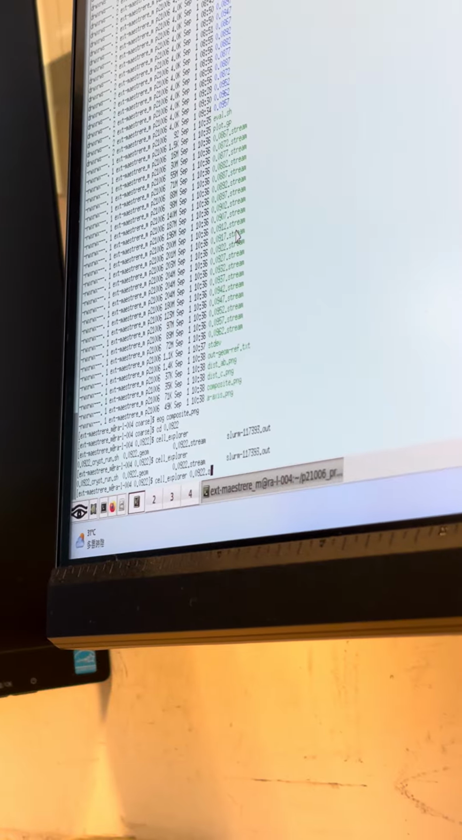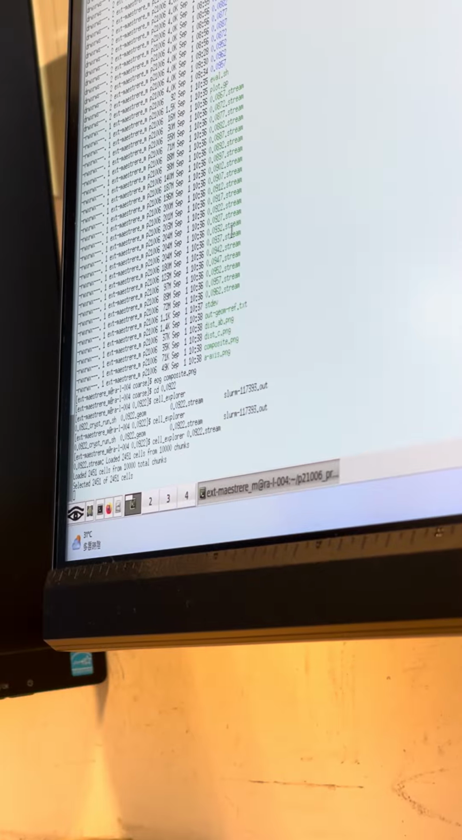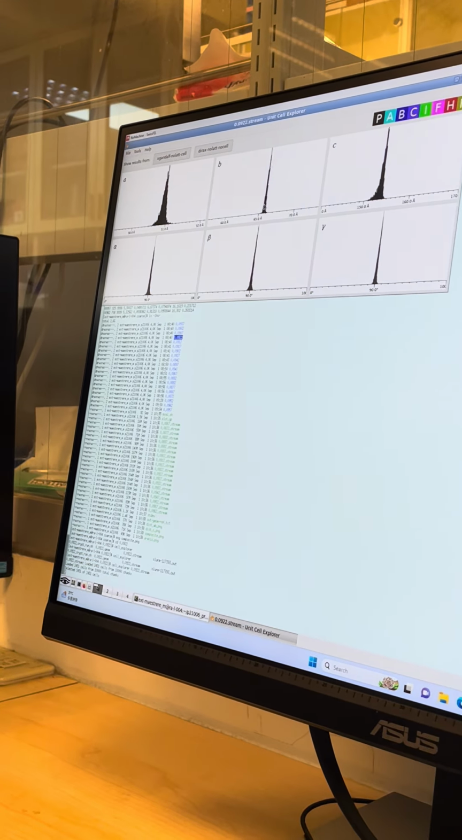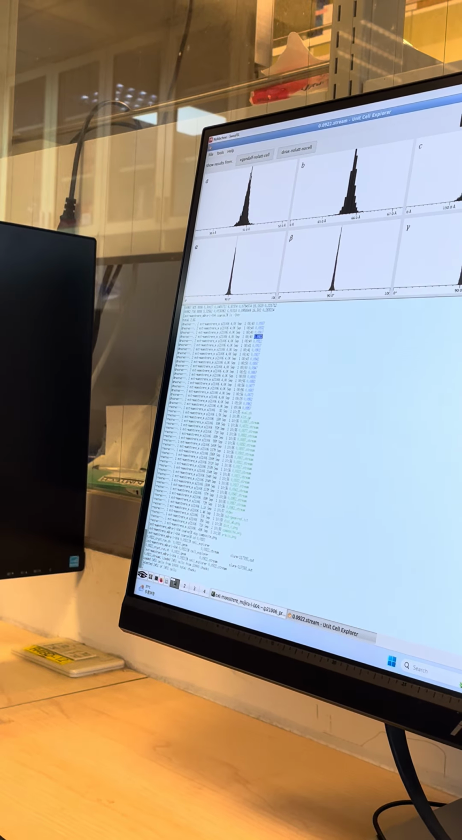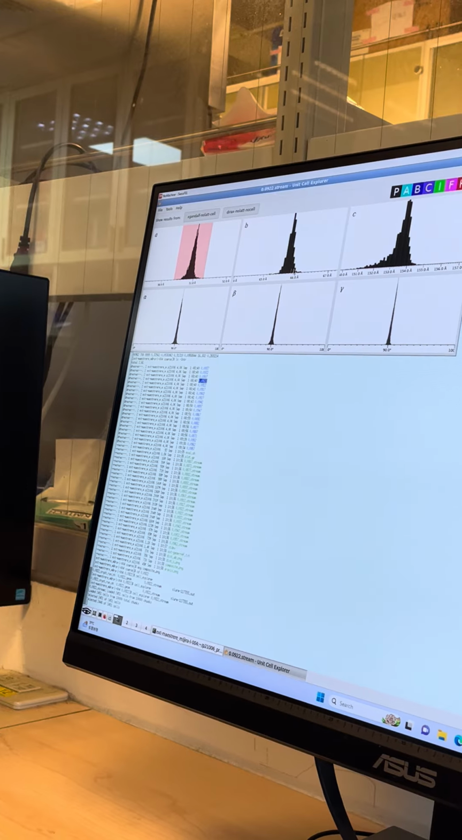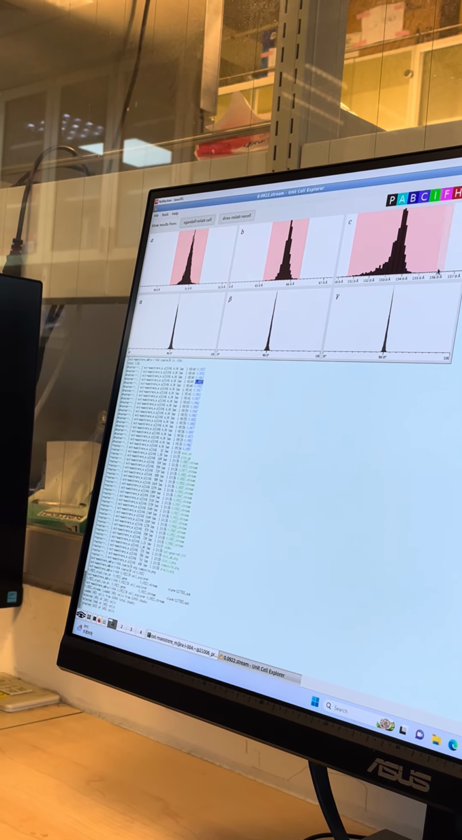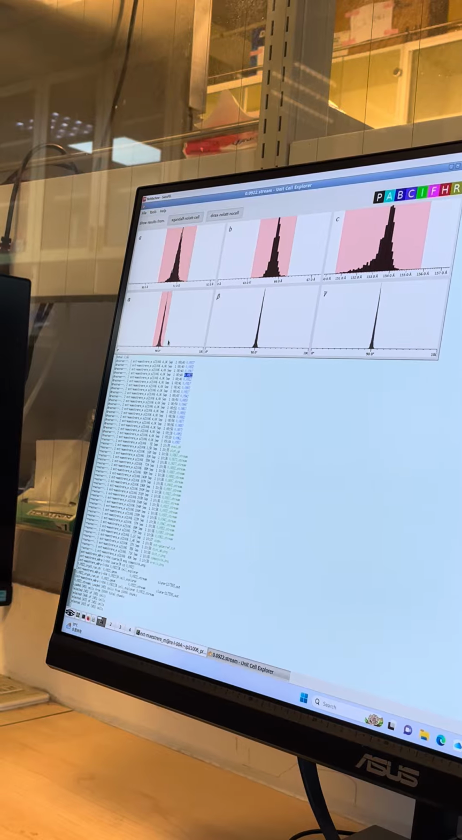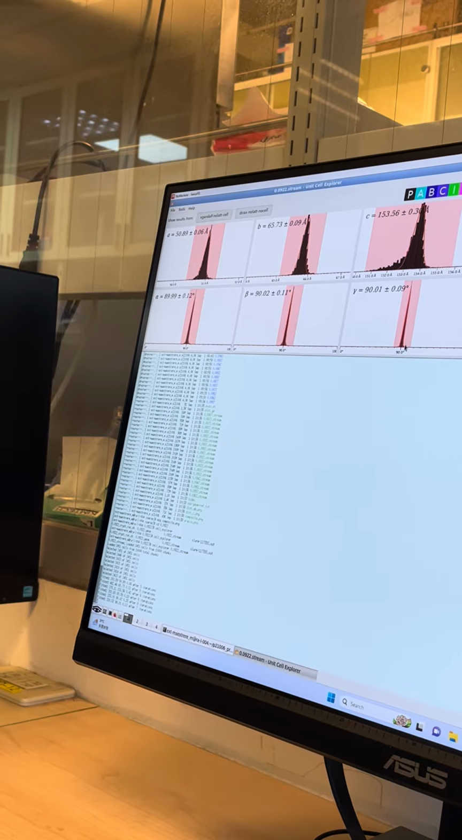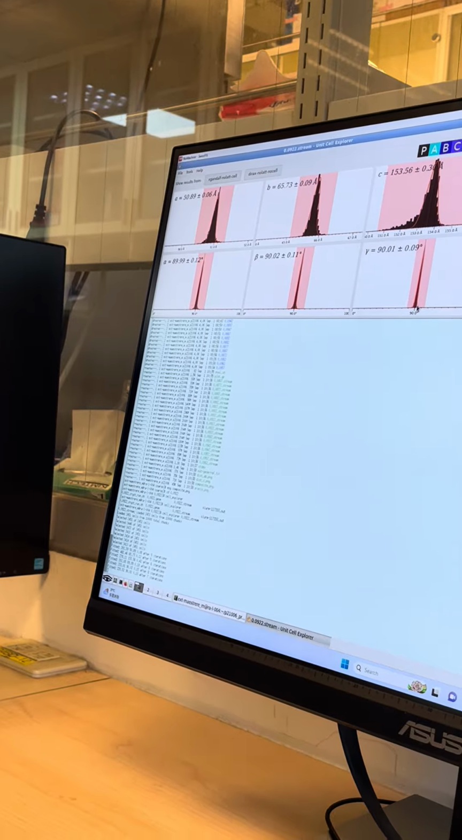So what we can do is run cell explorer for 0.0922.string. And there you have it. Looks absolutely beautiful. And yeah, you can see a very nice unit cell.